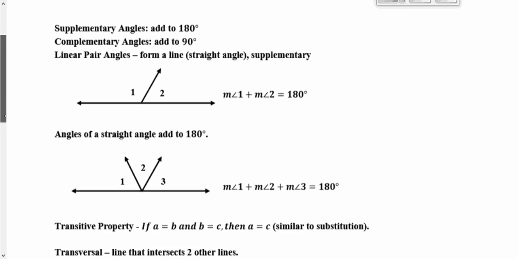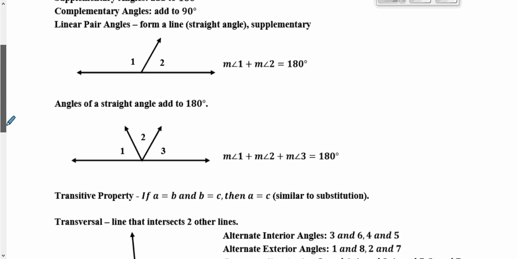Now, if we have more than a pair of them that do that, we can't really call them a linear pair, because in this case, how many are there? 3 of them, right? So what we do is we call these angles of a straight angle, right? A straight angle is a 180-degree angle, a line. So angles of a straight angle add to 180 degrees. So in this case, angle 1 plus angle 2 plus angle 3 equals 180 degrees, all right?